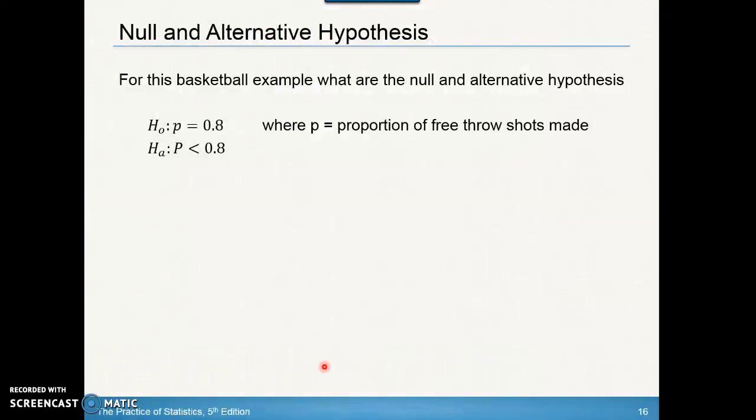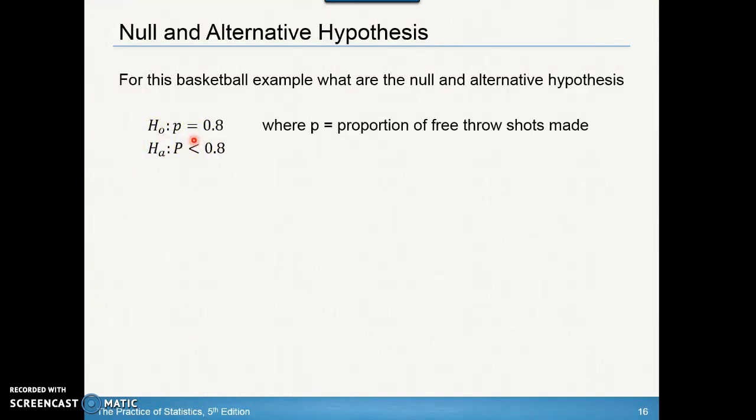All right, so let's just take a look at how we would do this test for our basketball example. All right, so number one, we're coming up with the null and alternative hypothesis, okay? All right, so for the basketball example, we said that the claim, notice how it's in terms of population proportion, is no different.